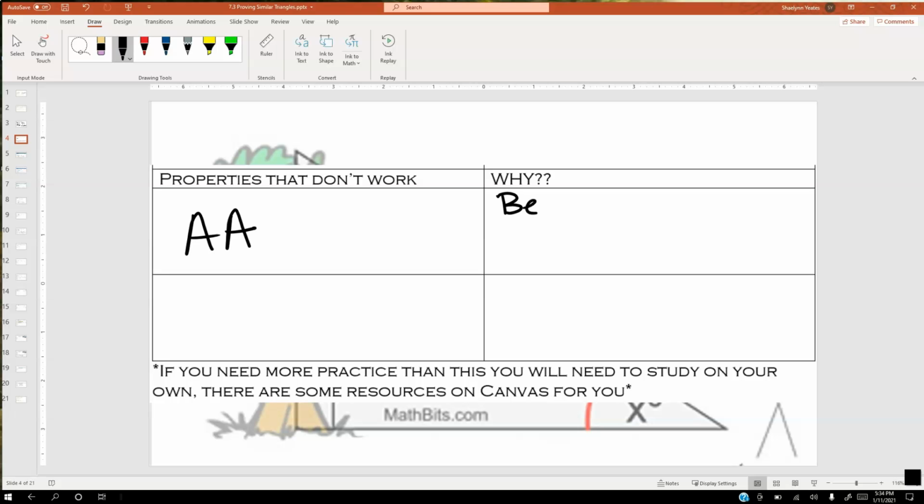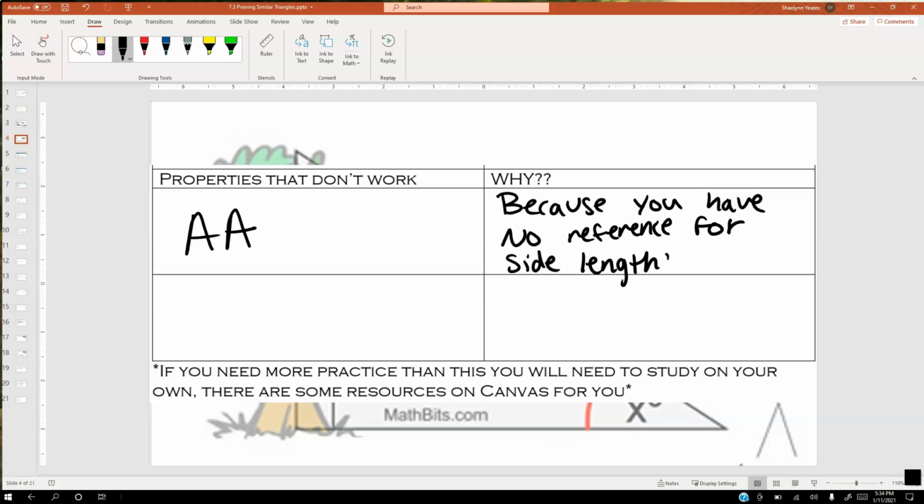The reason why is because you have no reference for side lengths. So if the angles are congruent, great, but you can't prove that they're the same size. Okay, interestingly enough, they do prove something else, but not congruence.